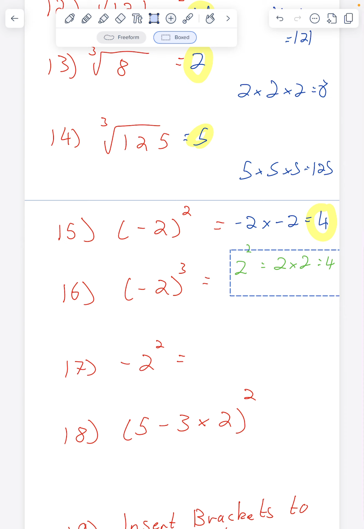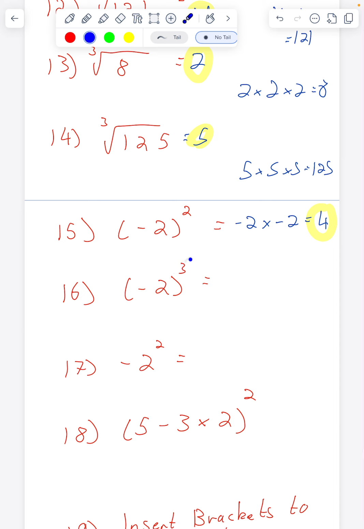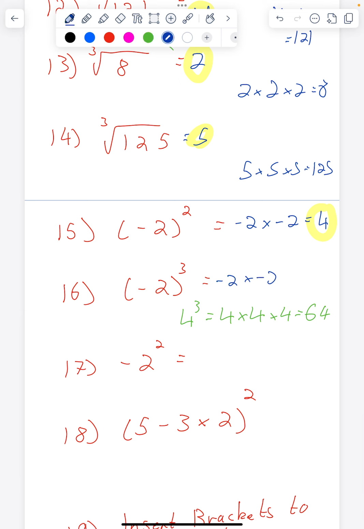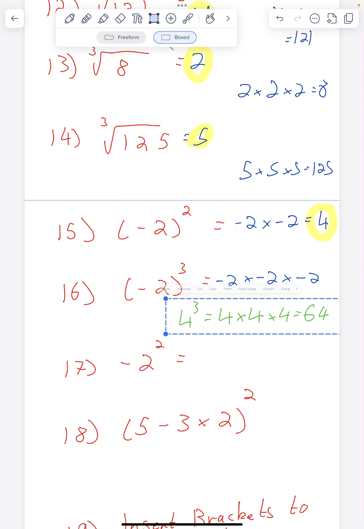Let's just get rid of this so we don't run out of room. There we go. Now this thing, if you cube something, for example, 4 cubed, that would mean you're doing 4 times 4 times 4, which would give you 64. It's the same thing with this over here, but you're just timesing minus 2 by itself 3 times. So this means you've got negative 2 times negative 2 times negative 2. Now let's just erase this so we've got some more room.